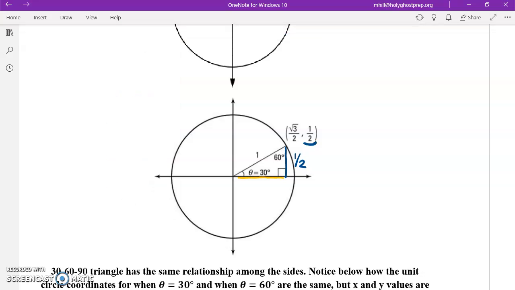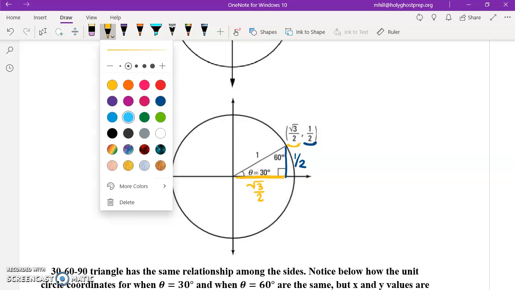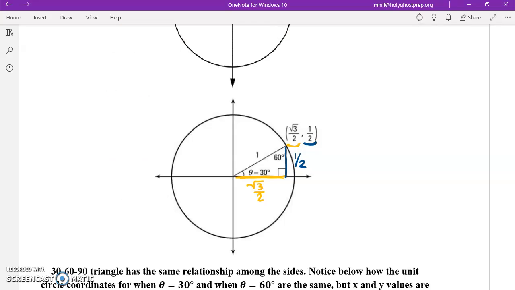And opposite the long side length was 1/2 root 3, which we're just going to call root 3 over 2. And that's our x. So, looking here, the coordinates of this point on the unit circle right here are the side length across from 60 and then the side length across from 30, so root 3 over 2 and 1/2. Let's think back for a minute.